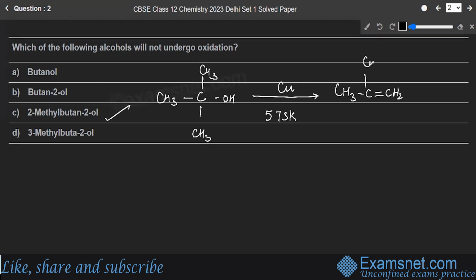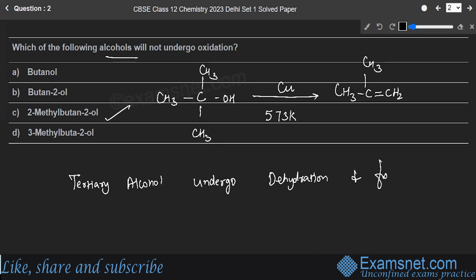Tertiary alcohols undergo dehydration and they form alkenes. So you have C as the right answer. Hope you understood that. Let's move to the next question.